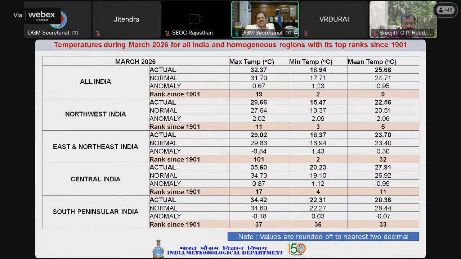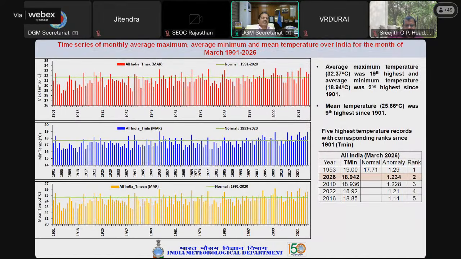Now let us look at the comparison of temperatures for all India. If I look at the rank based on data from 1901 onwards, there is no such rank which should be discussed here, but only the minimum temperature. All India was second rank, Northwest India was third rank, East and Northeast India was second rank, Central India was fourth rank. Of course, Peninsular India was not so warm at night. So that means nights were warmer in the month of March for all India, Northwest India, East and Northeast India, and Central India.